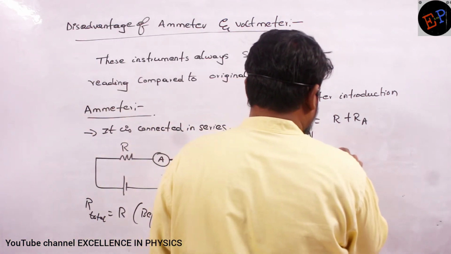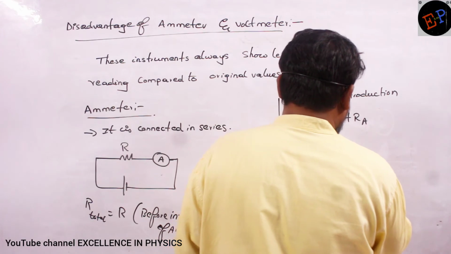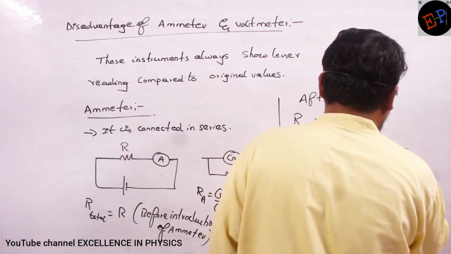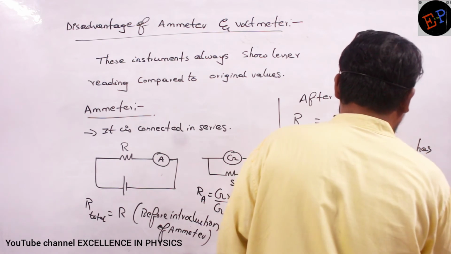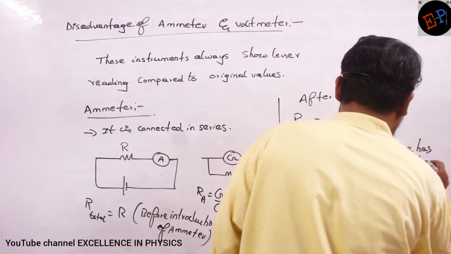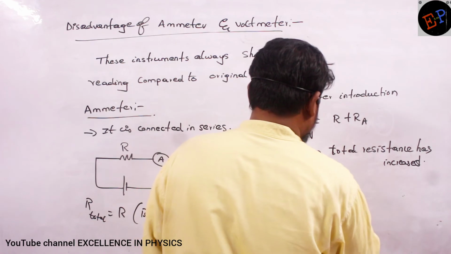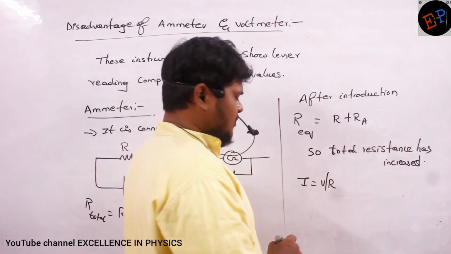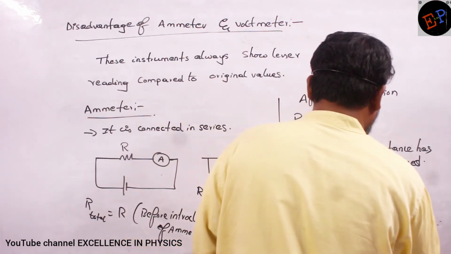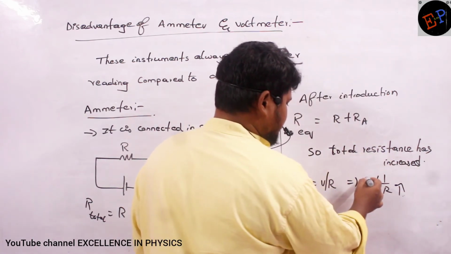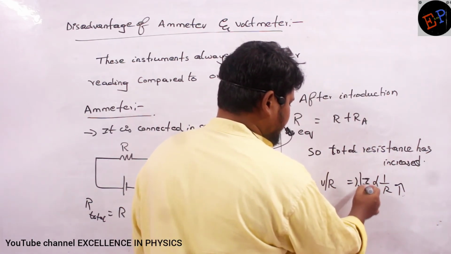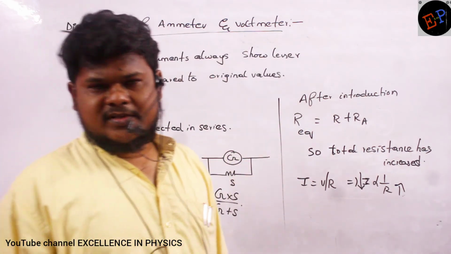So I say that total resistance has increased. If total resistance has increased, we know according to Ohm's law, I is equal to V by R. So therefore, I is inversely proportional to resistance. So if resistance increases, what happens to strength of current? Strength of current reduces. Are you able to understand?